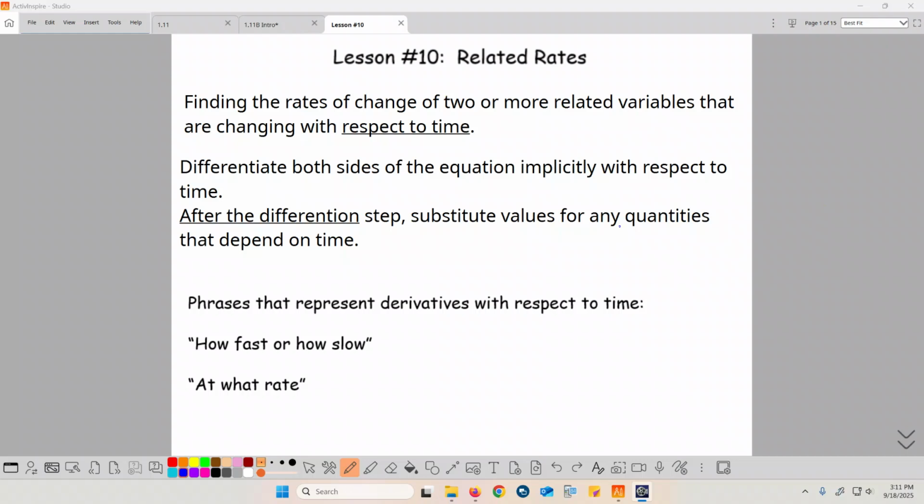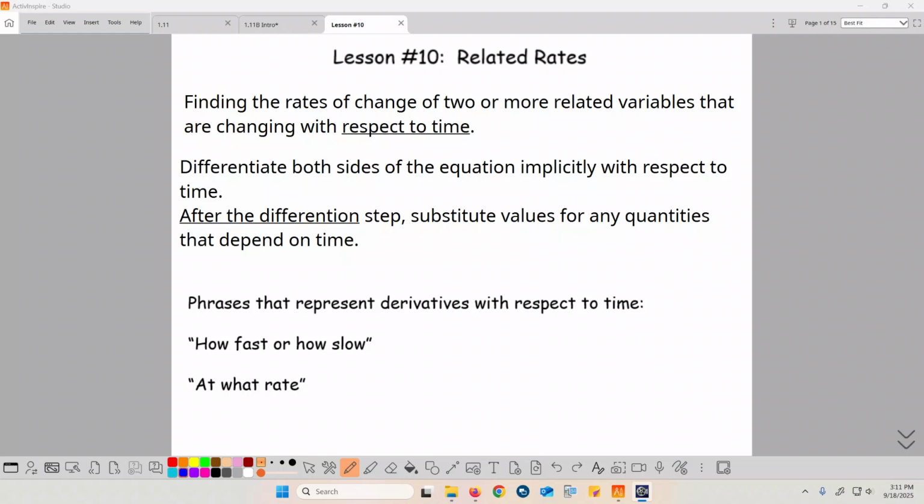Hey everyone, this is a lesson on related rates in calculus, and this lesson is kind of interesting. It's just an application of the chain rule, and just to go over a couple of things, finding the rates of change of two or more related variables that are changing with respect to time. That's when we want to use related rates here.